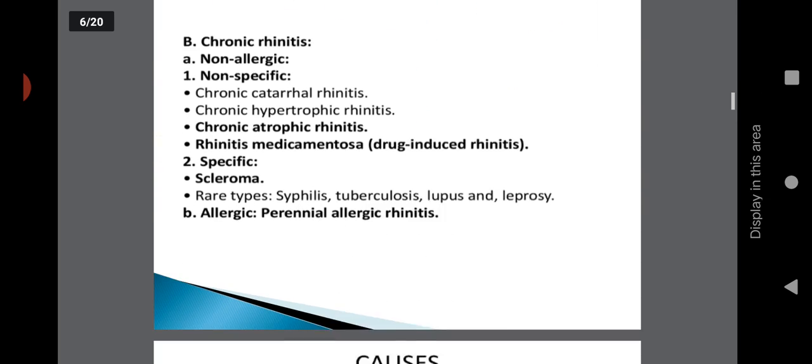The next is chronic rhinitis. In that, non-allergic is there: non-specific chronic catarrhal rhinitis, chronic hypertrophic rhinitis, chronic atrophic rhinitis, then rhinitis medicamentosa, that means drug-induced rhinitis. Then specific, under that scleroma, which is a kind of thick patchy formation of the tissues. It is a rare type of rhinitis, mainly seen in people with syphilis, tuberculosis, lupus, and leprosy. Then allergic perennial allergic rhinitis. So these are the classifications of rhinitis.